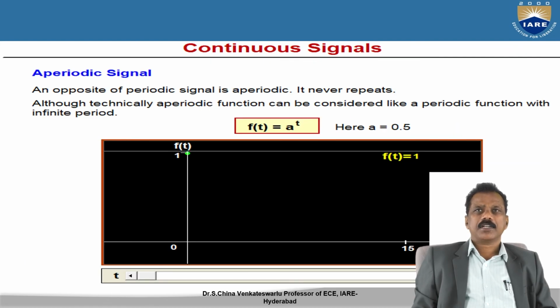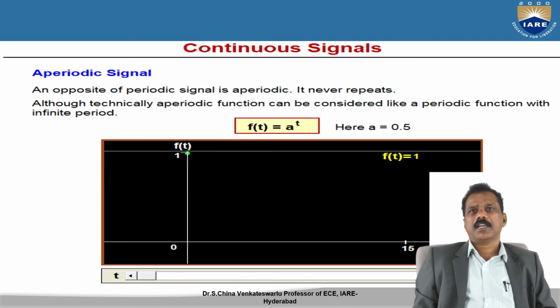Next one is the continuous aperiodic signal. The opposite of a periodic signal is an aperiodic signal. It never repeats. Although technically, an aperiodic function can be considered as a periodic function with an infinite period.